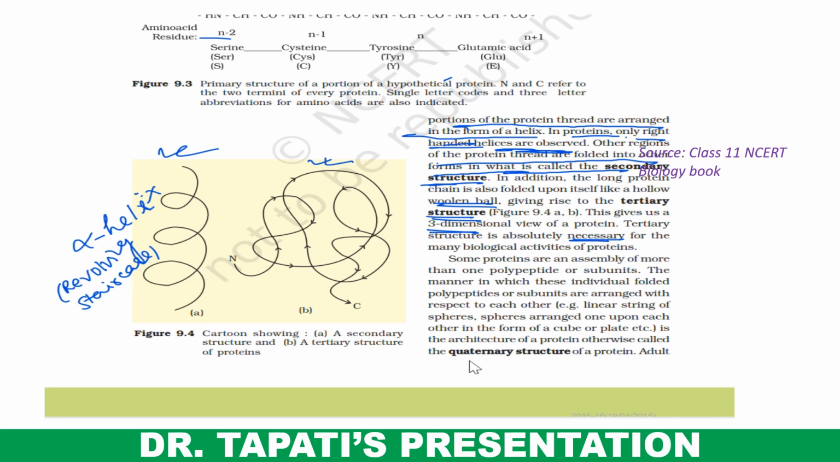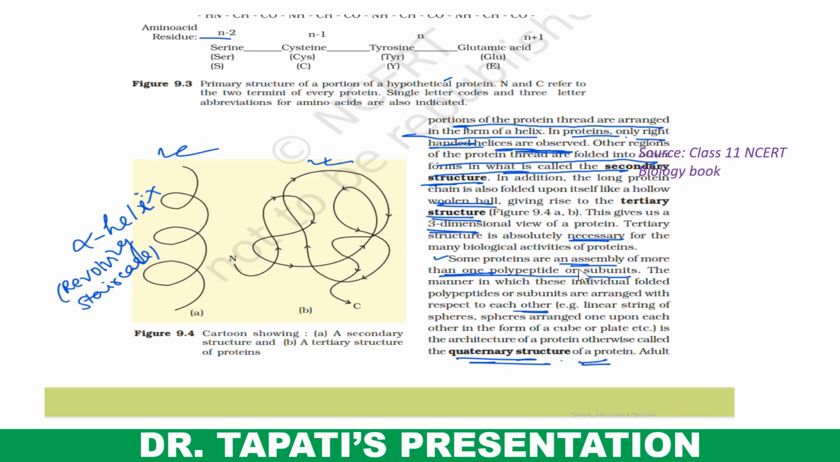Whereas if you consider the quaternary structure of protein, some proteins are an assembly of more than one polypeptide or subunits, and the manner in which these individual folded polypeptides or subunits are arranged with respect to each other. That means either a linear string of spheres, or arranged upon each other in the form of a cube or plate, etc., is the architecture of a protein, otherwise known as the quaternary structure of a protein.